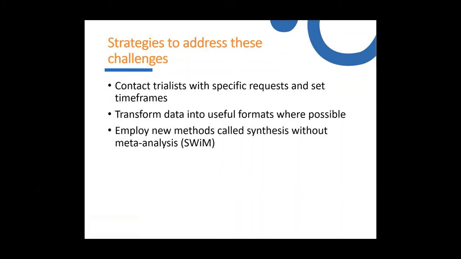So the strategies that we end up using to overcome these is that we contact trialists with specific data requests and ask them to reply within certain timeframes. Where possible, we transform the data that has been reported in the trial publication into a useful format for meta-analysis. And more recently, there are new methods called synthesis without meta-analysis. So we can try to use at least some of the information from the trial publication.